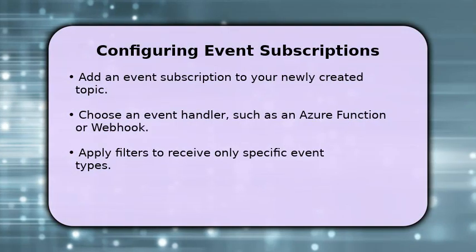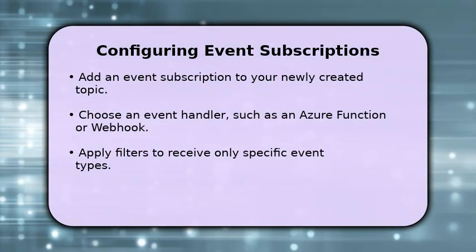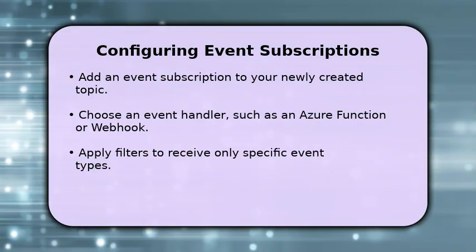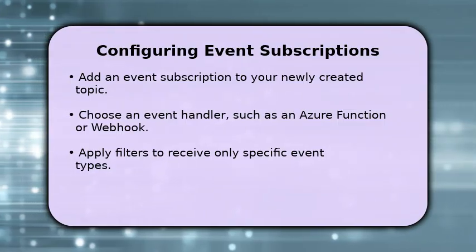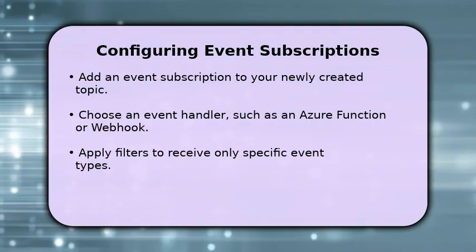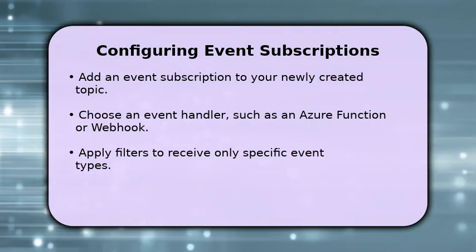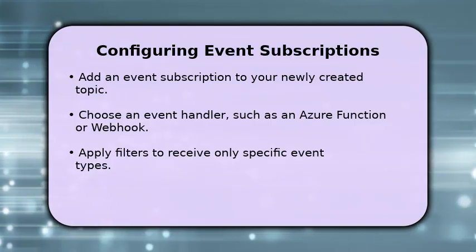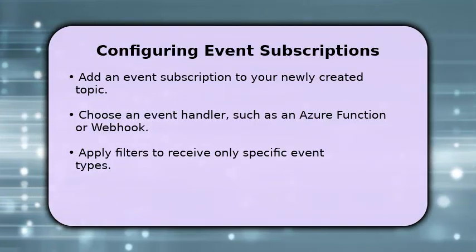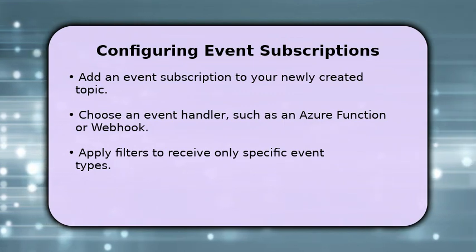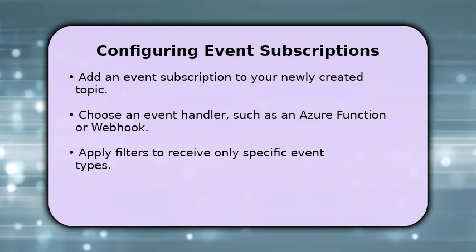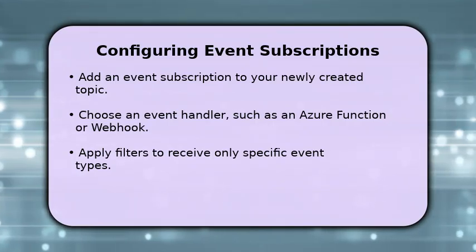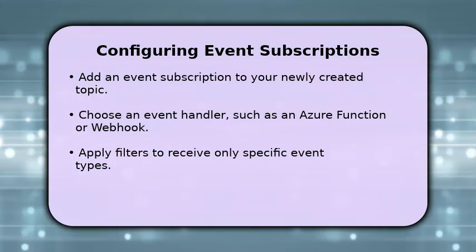Now, let's connect an event handler by creating an event subscription. From your custom topic, click Add Event Subscription. Here, you'll choose an endpoint type, such as an Azure function, a webhook, or a storage queue, which will process the events. You can also apply powerful filters to ensure only specific event types or subjects are delivered, saving processing power. This step effectively links your event source to its destination, completing the event flow and enabling your applications to react dynamically to changes.